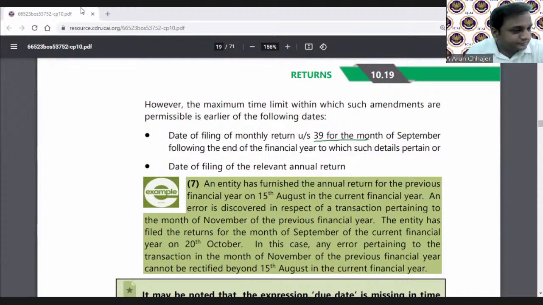Any question? Yes, absolutely correct, Mansa. Under QRMP 13 and normal case 11, absolutely, Sunil.